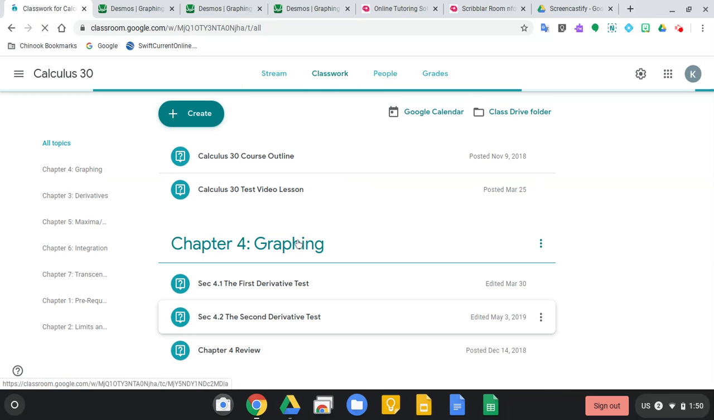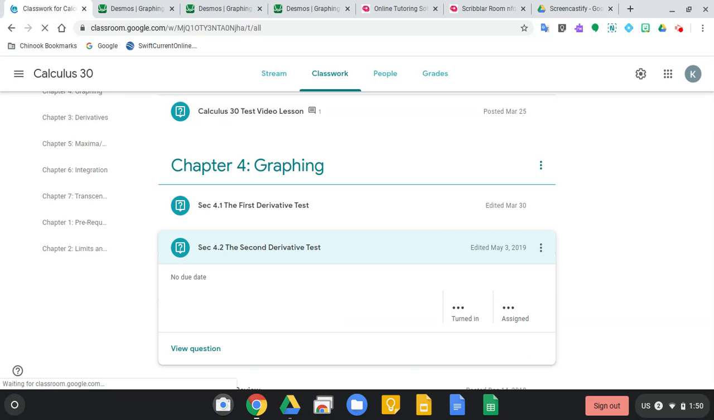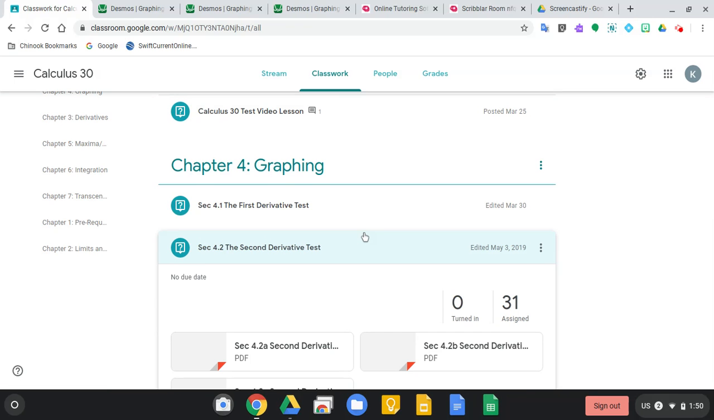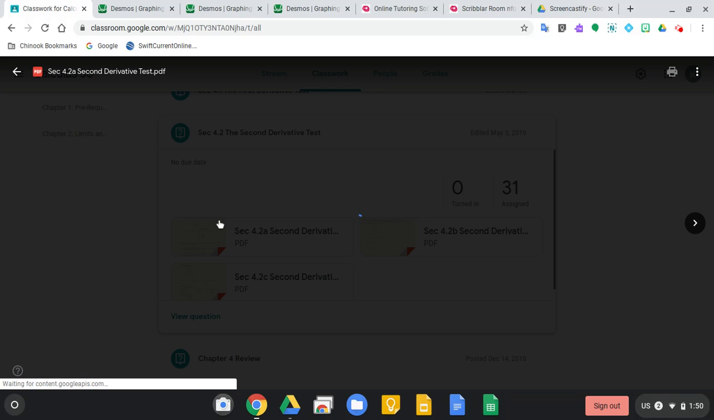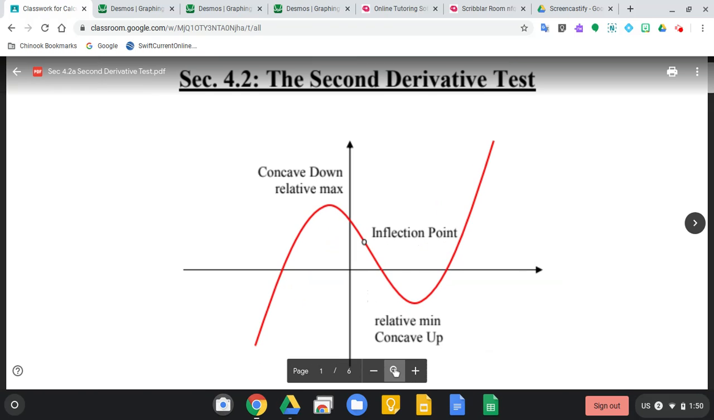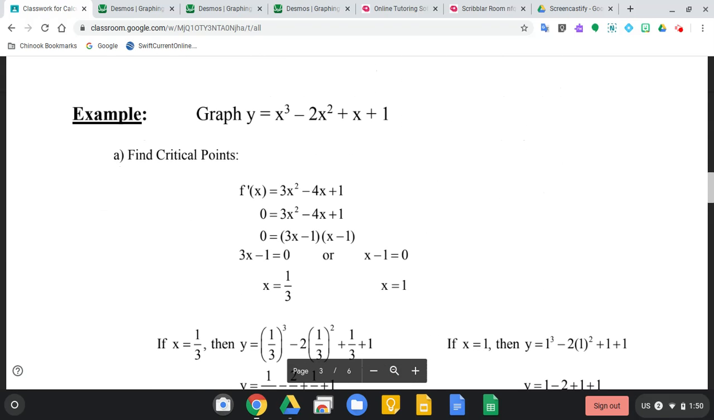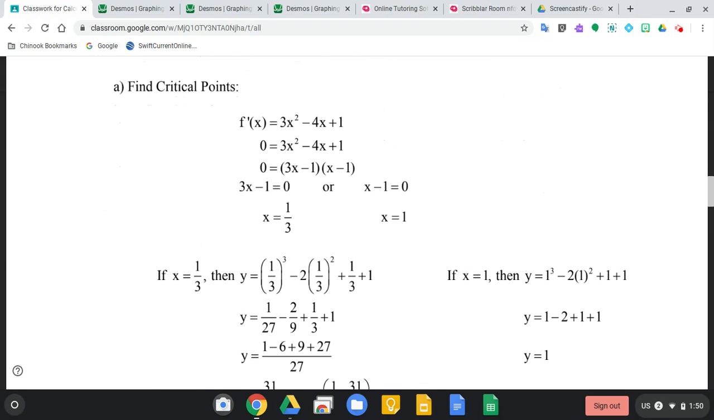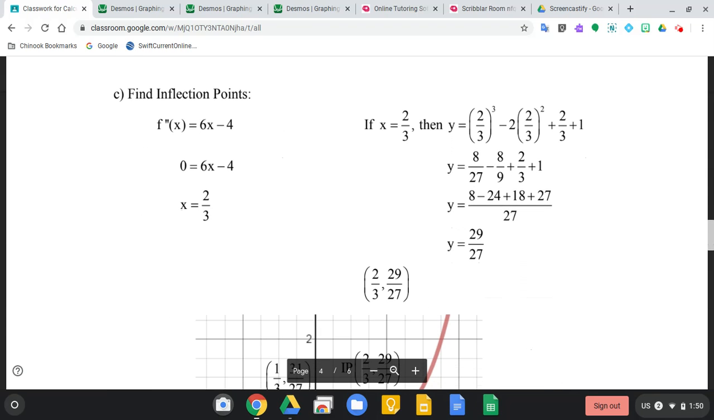All right, so we were looking at graphing. We are doing section 4.2, second derivative test. Sorry, I guess I should have woken my computer up after I took that little break. We are doing the notes. Let's fit this to the page width. All right, so there's our second example. We found our critical points, we tested our critical points, and now we're finding the inflection points.